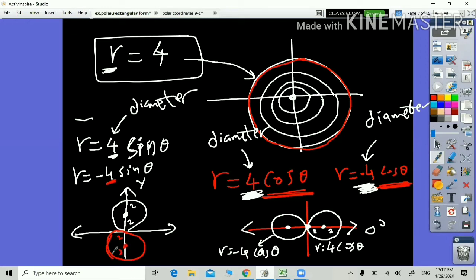Okay. So we said r gives you a circle, but that circle's center is 0, 0. If you have r equals 4 cosine theta, if that number is positive, your circle is on the positive part of the x-axis. If that number is negative, your circle is on the negative part of the x-axis. What about sine? If you have sine, your circle is on the positive part of the y-axis if that number is positive, and on the negative part of the y-axis if that number is negative. So cosine on the x-axis, sine on the y-axis, positive on the right or up, negative on the left or down.